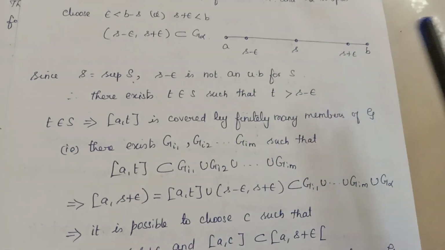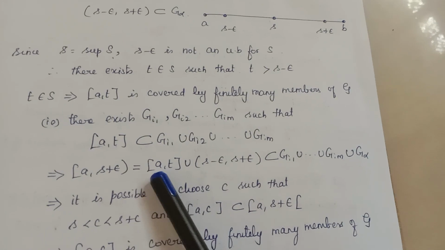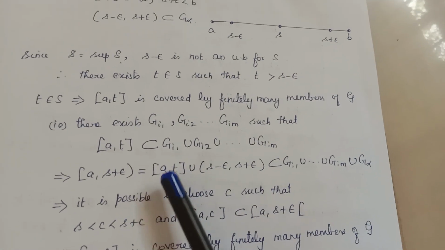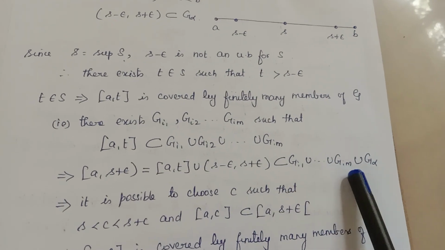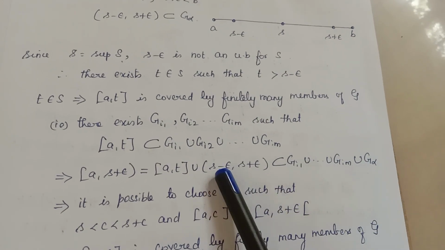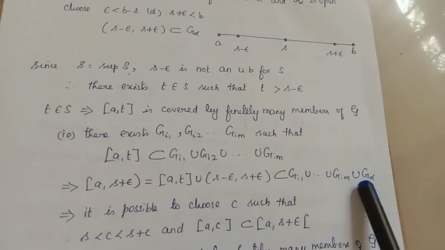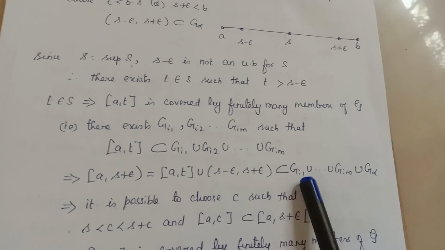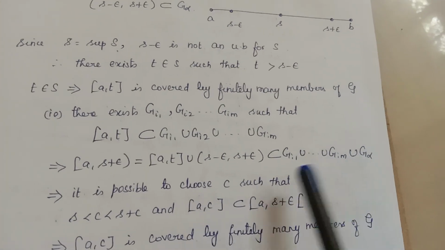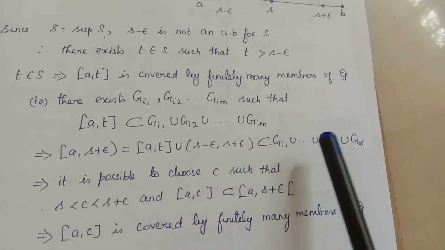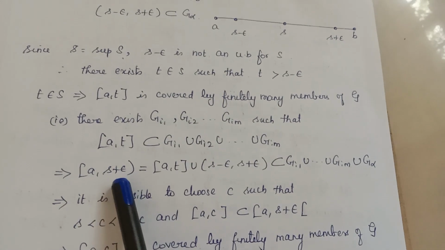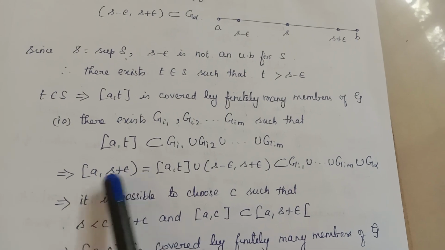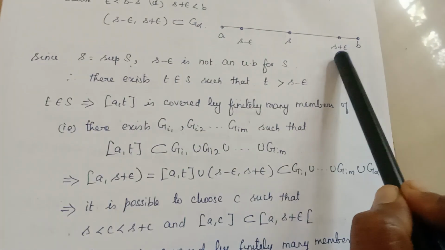So what about A to s plus epsilon? It is covered by A to T union s minus epsilon to s plus epsilon. But A to T is covered by Gi1 union Gi2 and so on up to Gim, union with this, which is contained in G alpha. This is m sets plus one more set, that is m plus 1, which is only a finite number. Therefore A to s plus epsilon is covered by finitely many open sets. But this is a half open interval, that is A to s plus epsilon.